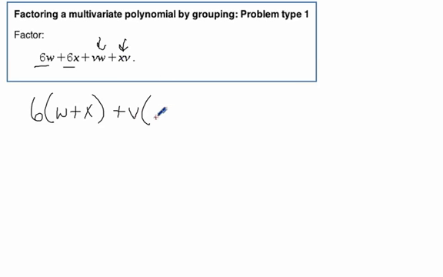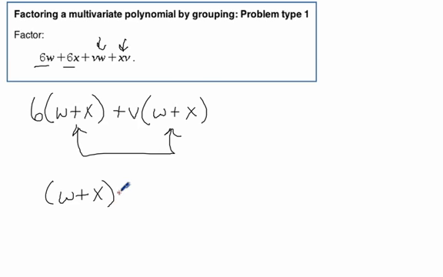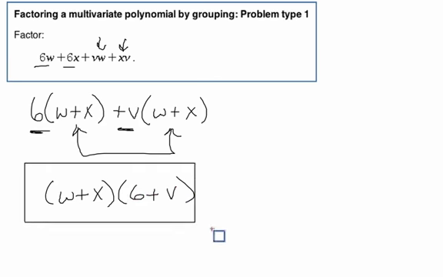And what do we get? Oh, nice. W plus x. Okay, that's cool. These two are the same. So that means we can just write a w plus x. And then what do we get in the next parentheses? A 6 plus v. We're all done.